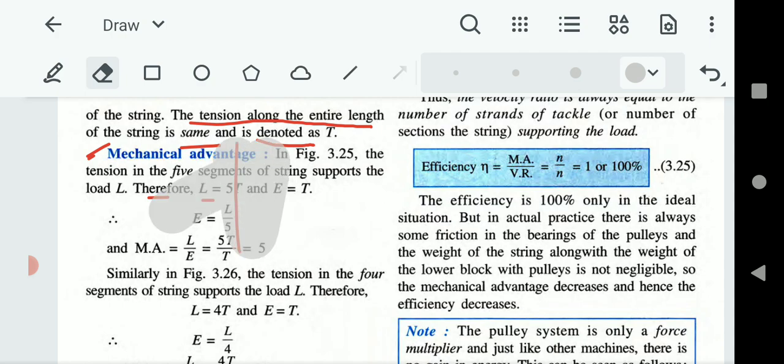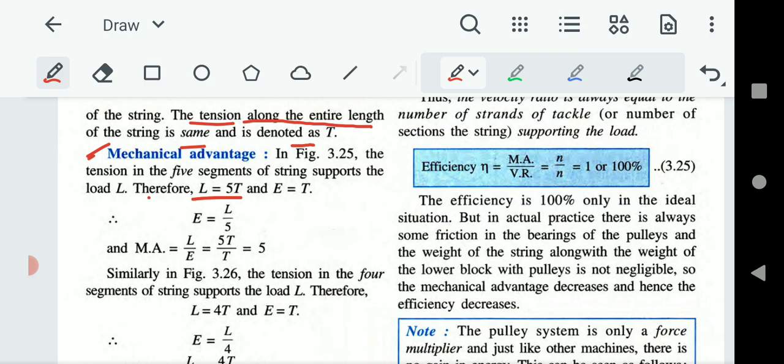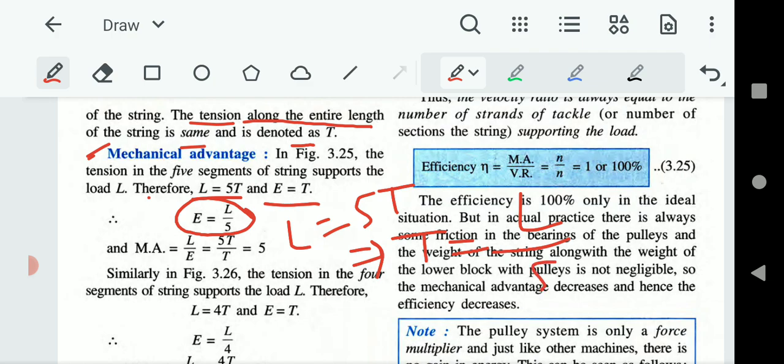So we can simply write L equals 5T, and E equals T. E equals T means effort is only 1T. Hence E will be L by 5. Why? As L equals 5T, then T will be equal to L by 5. That's why E equals L by 5 by substituting the value of T.